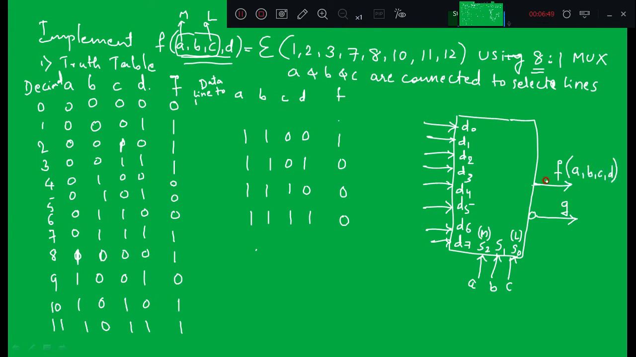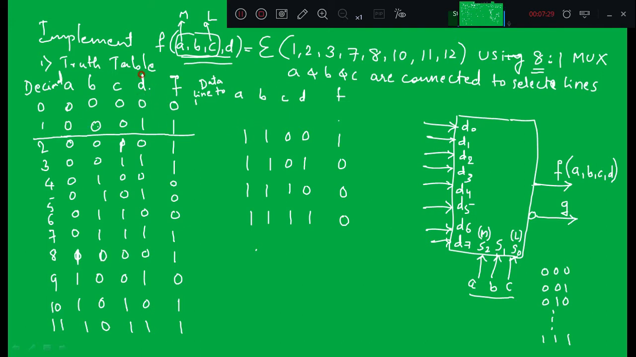Since there are three select lines, how many combinations can I write with them? Total 8, starting from 000, 001, 010 to 111, right? The same select line combinations I have in this truth table, but they are available in pairs. See here, the first two combinations where A equal to 0, B equal to 0, C equal to 0. So make one group, similar to the 4 is to 1 mux, right?